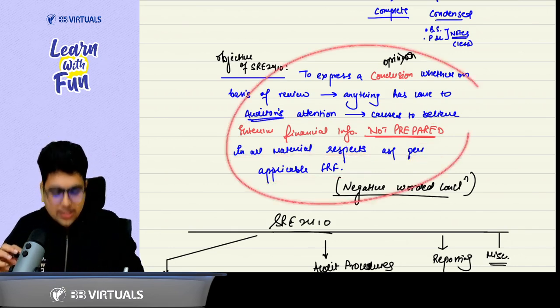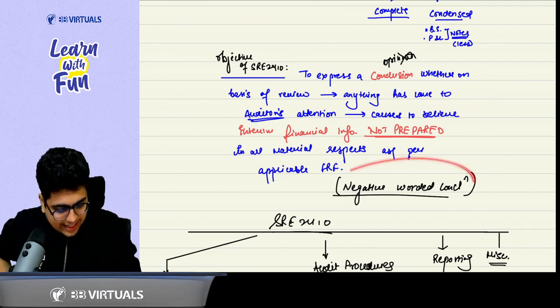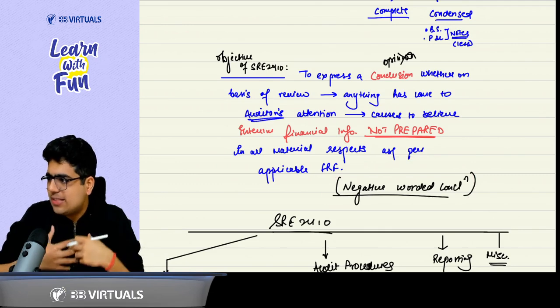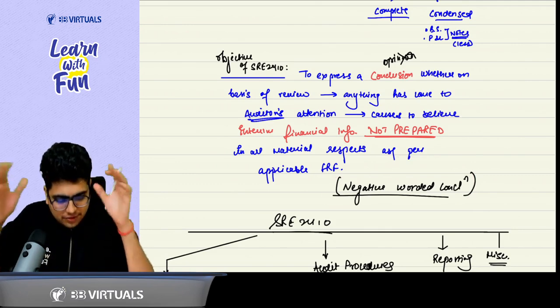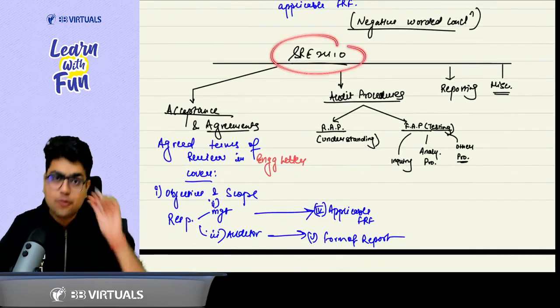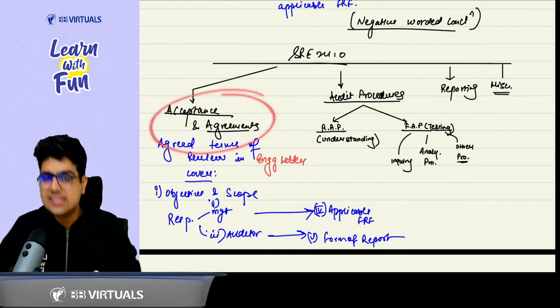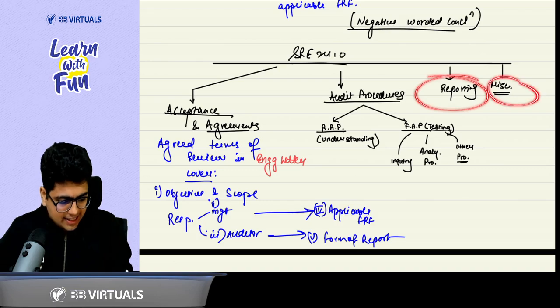Whenever you are doing the review, your conclusion is negatively worded. That means based on the limited procedures performed, no material misstatement has been found. Now this SRE will be divided in four parts: acceptance and agreements, audit procedures, reporting and miscellaneous.